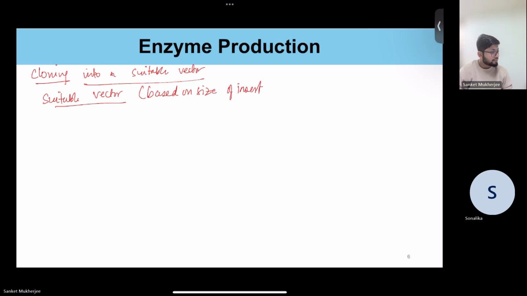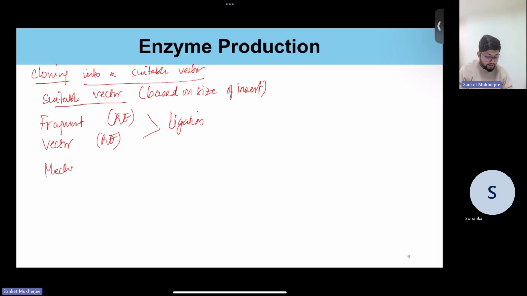So we already talked about it. The fragments are generated using restriction enzymes, and the vector is also treated with the same restriction enzyme, and then we go for ligation and we create the clone. This is how it is done. Another way is mechanical shearing, where we give mechanical forces to the genomic DNA, and this will cause fragmentation.